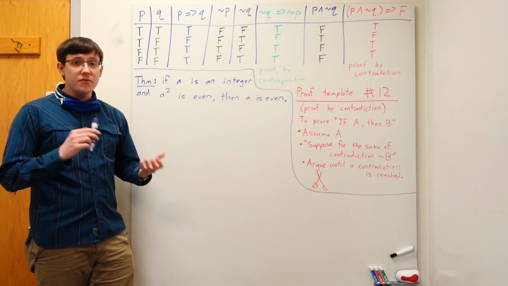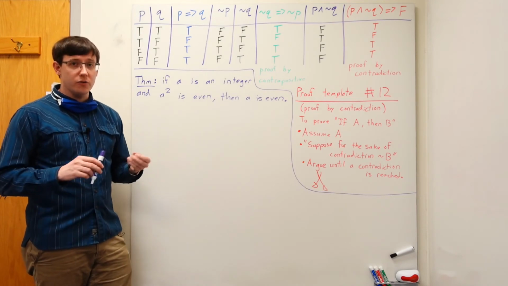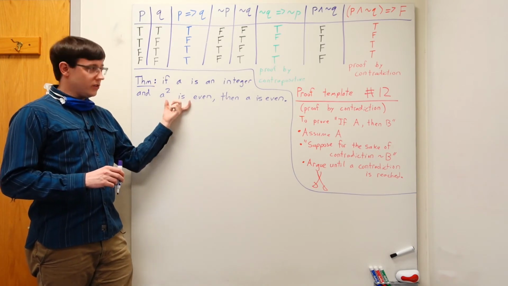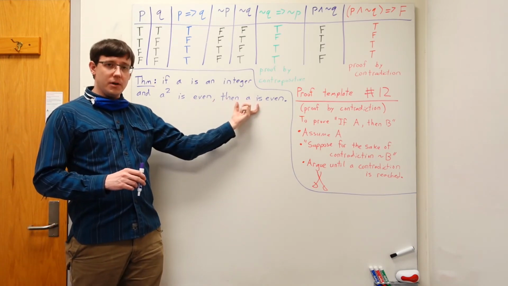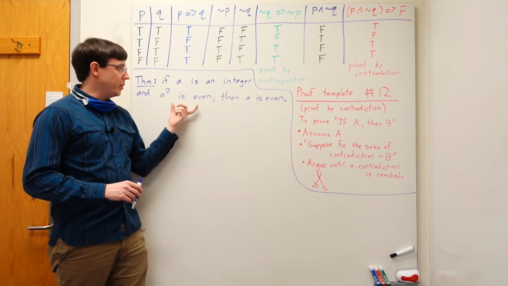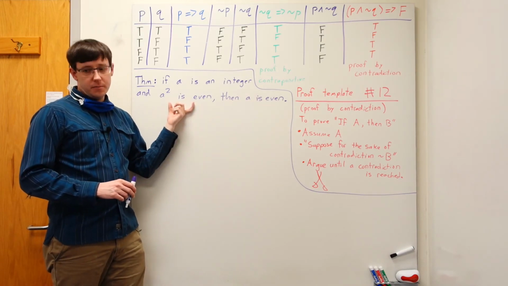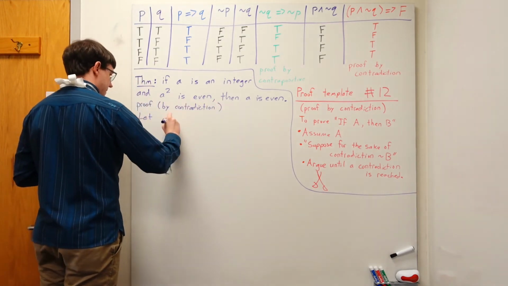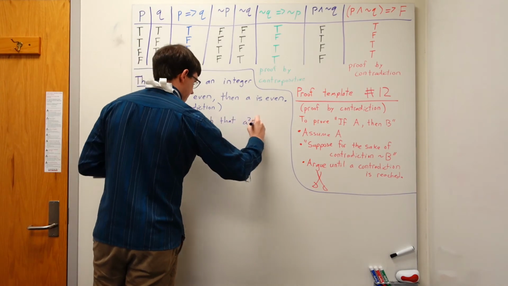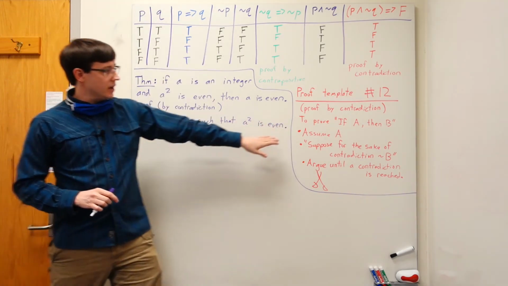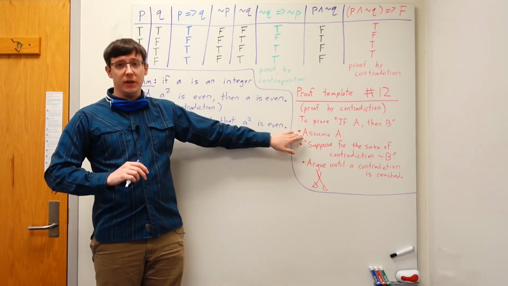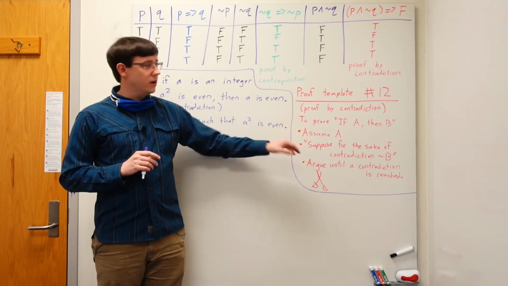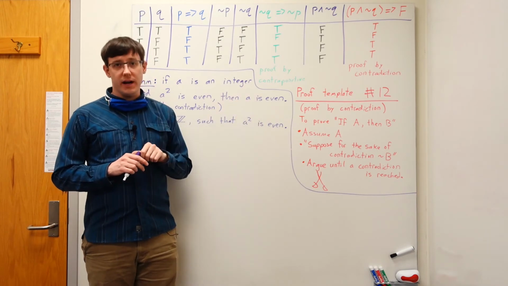Here we have an if-then theorem that we want to prove by contradiction. So we are trying to show that if a squared is even, then a is even. We'll begin by assuming that a squared is even. So we've hypothesized the left-hand side of our implication, and now we want to hypothesize toward contradiction the negation of the right-hand side.